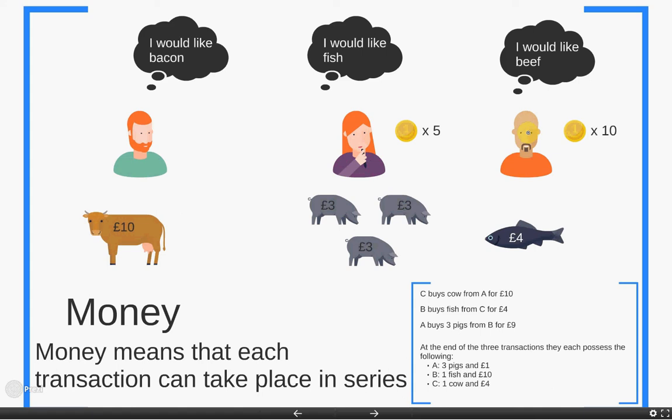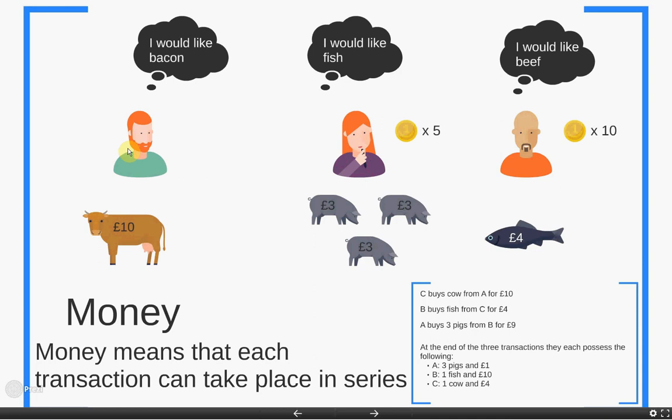If we look down here, we can see what the transactions are going to be. So C is going to buy the cow from A for £10. Okay, since C is starting off with £10, he can buy the cow for £10. He then has no pounds, a fish worth £4, and a cow worth £10. A then has £10.